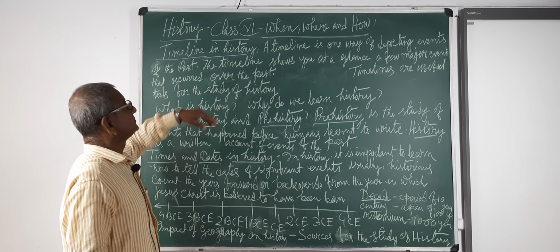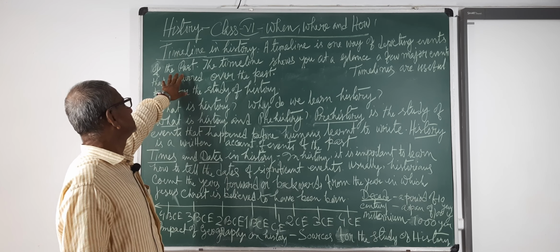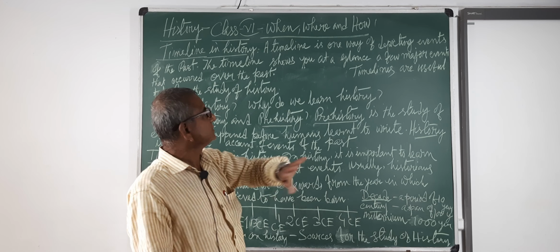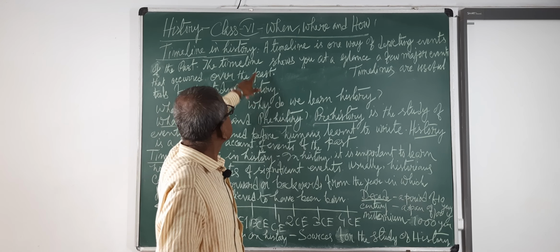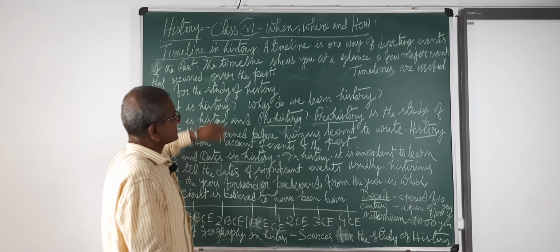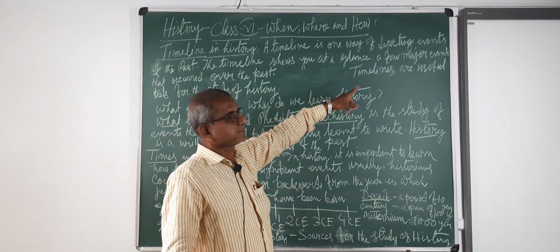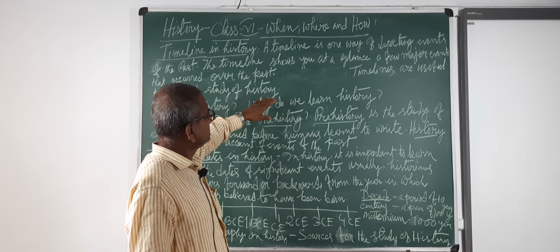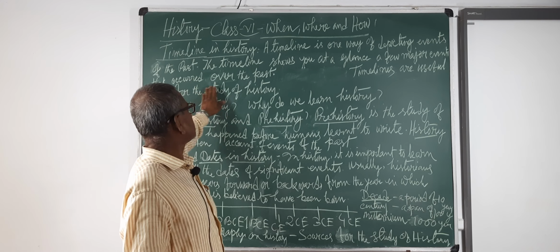Now we start with the fact that in history time is very important: the timeline. We can see through the timeline the series of events according to their happening. A timeline is one way of depicting events of the past. A timeline shows at a glance a few major events which occurred in the past. So timelines in history are very useful.